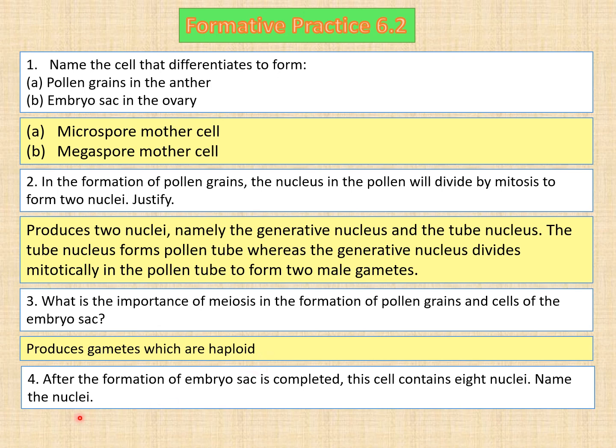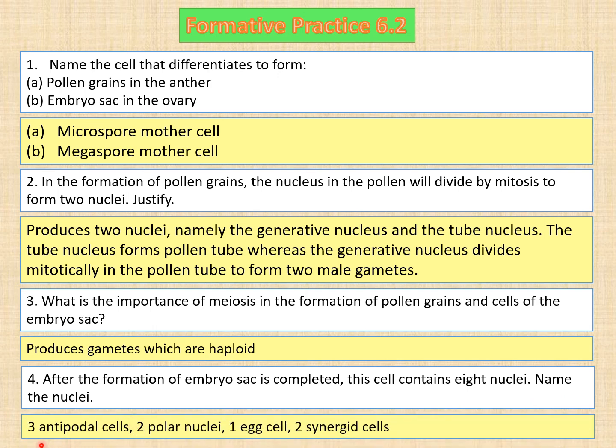Okay. Number 4, after the formation of the embryo sac is completed, this cell contains 8 nuclei. Name the nuclei. 3 antipodal cells, 2 polar nuclei, 1 egg cell, and 2 synergid cells.